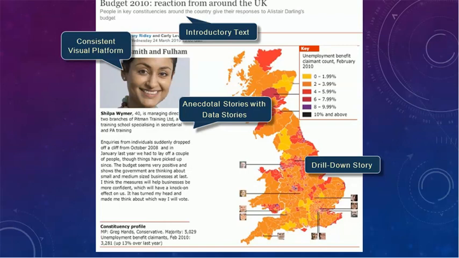We have the introductory text, the constant visual platform, anecdotal stories with data stories, and then a drill-down story. Basically in this one we have clarity of our data, like we have a proper graphic image over here which provides a key concept. Then we have the constant visual platform about the author, and then the introductory stacks. So this tells you that when you are making different visualizations with your text and your images, you should use your space effectively.